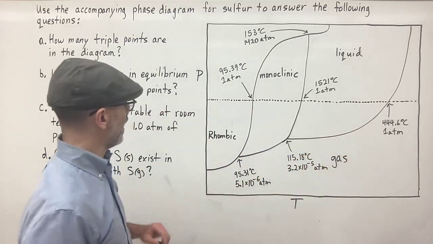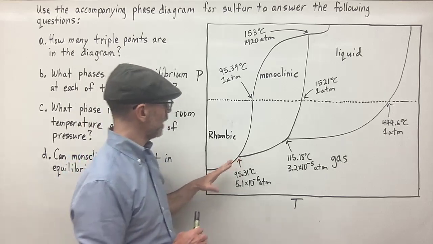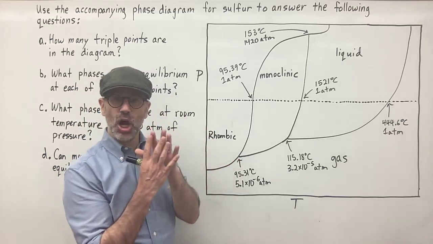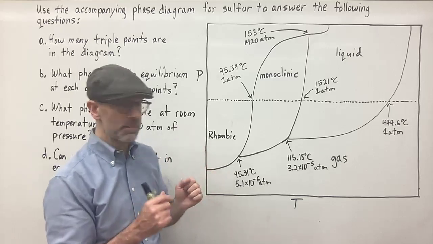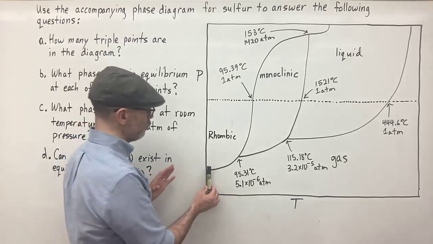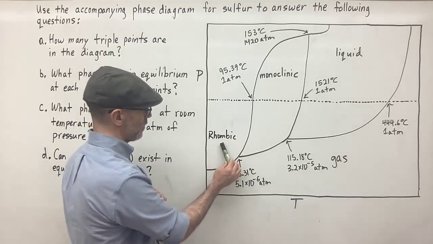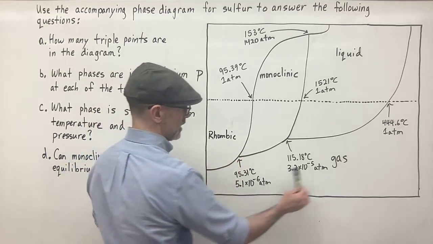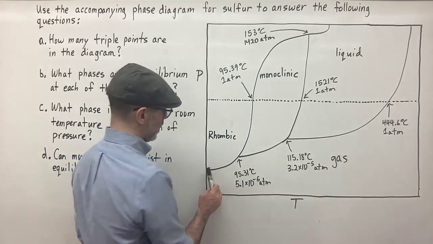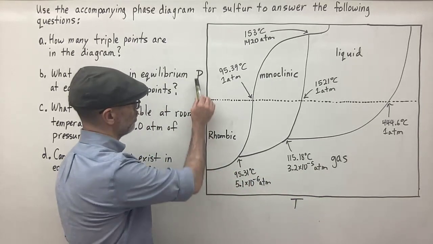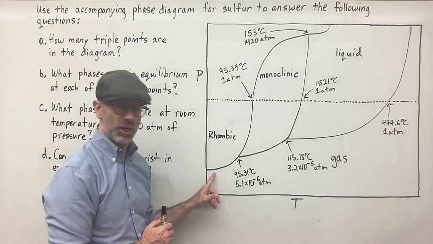Okay. What this phase diagram shows you is the places where the different phases are in equilibrium with each other at different pressures and temperatures. So if you follow this line, you'll see that on this side of the line is the rhombic phase. On this side of the line is the gas phase. So as long as I'm on the line here with respect to the pressure and the temperature, those two phases are in equilibrium, right?